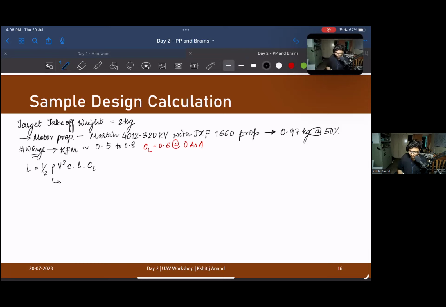What is rho? Rho is the density of air. V is the cruise velocity, which again by survey comes out to be roughly 15 to 20 meters per second for the simple trainer craft that we are using. There is a standard term for the aircraft calculation we are doing. We call it a simple trainer aircraft model. Okay, you can look it up.